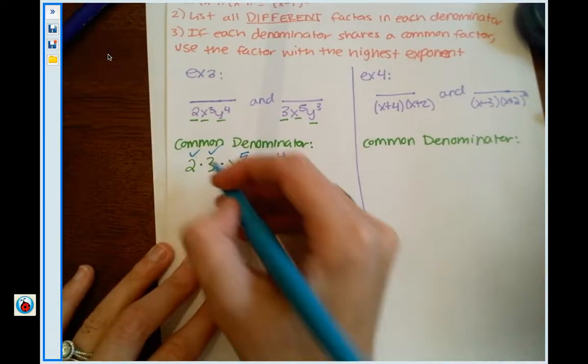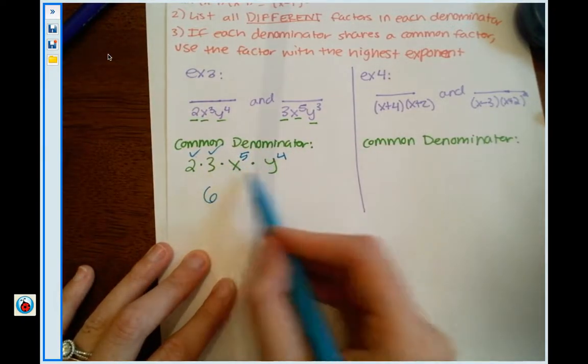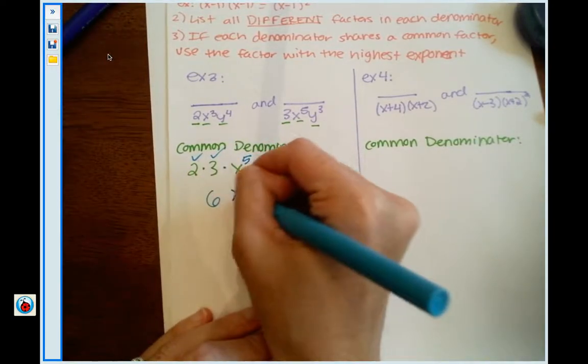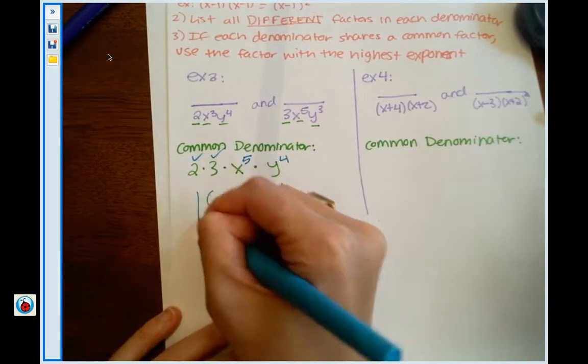So 2 times 3 is 6. And then I can't really multiply those together because they're not alike. So it's just 6, x to the 5th, y to the 4th. And guess what, you guys? This would be my common denominator. How exciting, right?